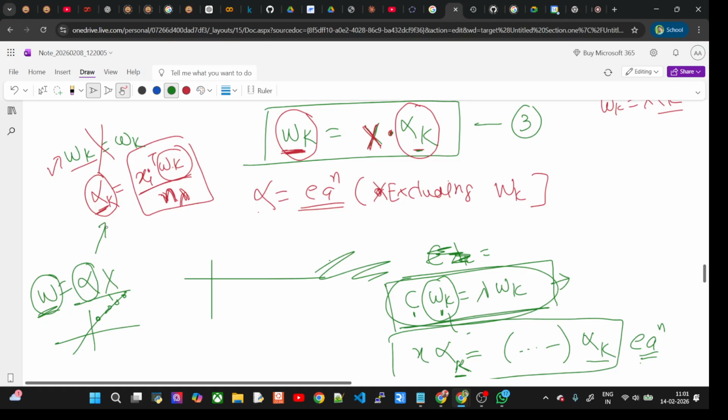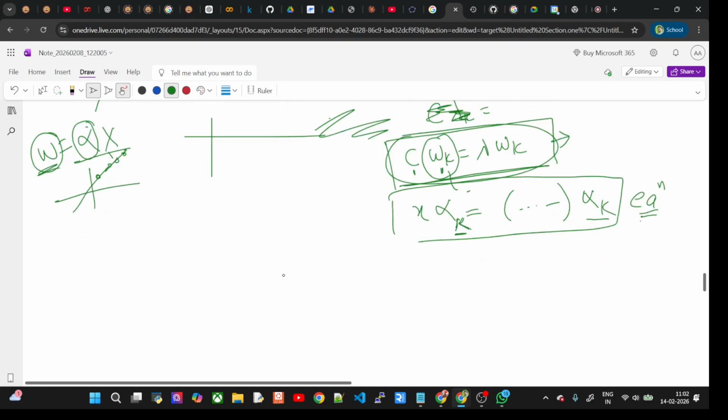And how to calculate it? Earlier he said xi transpose into wk upon n lambda, but I am calculating wk. I don't have wk, so I cannot use this equation. You have to find some other equation for alpha, get the alpha, and then multiply with your x and get w. So this is now our voyage to calculate alpha. We have to try to find the alpha k value.